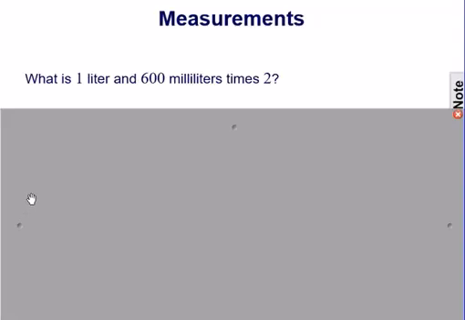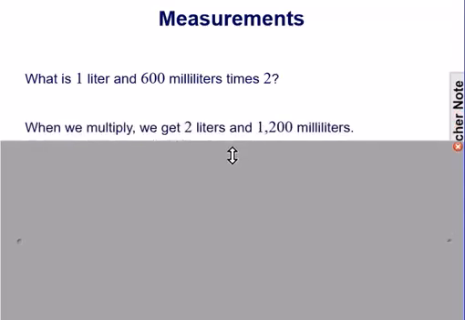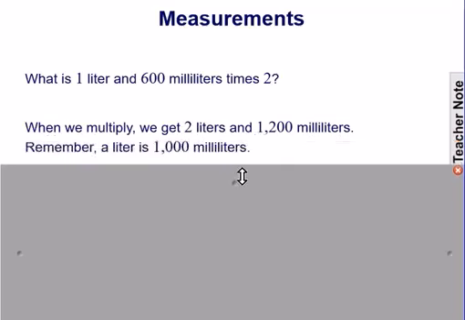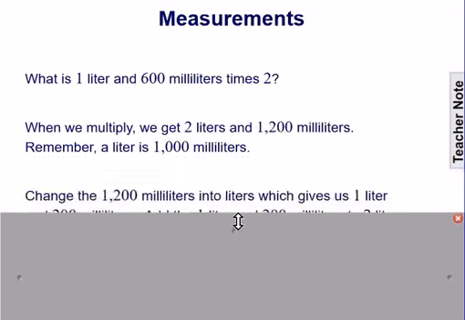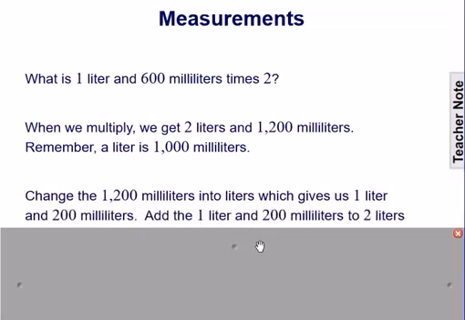What is 1 liter and 600 milliliters times 2? Well, when we multiply both numbers by 2, 1 times 2 gives us 2 liters, and 600 times 2 gives us 1,200 milliliters. But remember, a liter is 1,000 milliliters, and we've gone over 1,000 milliliters with our 1,200 milliliters. So we need to change the 1,200 milliliters into liters, which gives us 1 liter and 200 milliliters left over, because you're subtracting 1,000 from the 1,200.